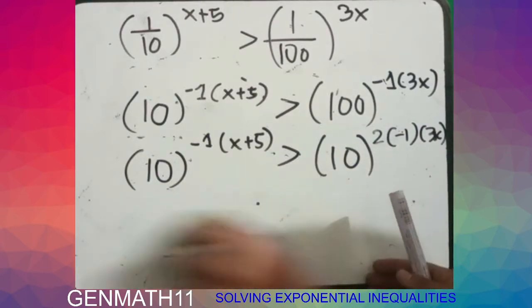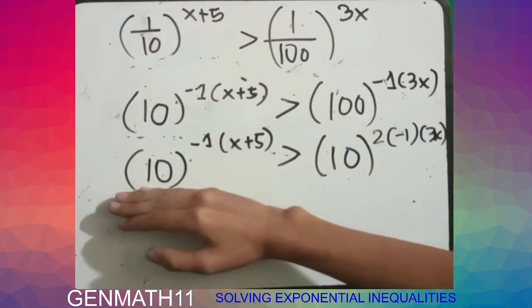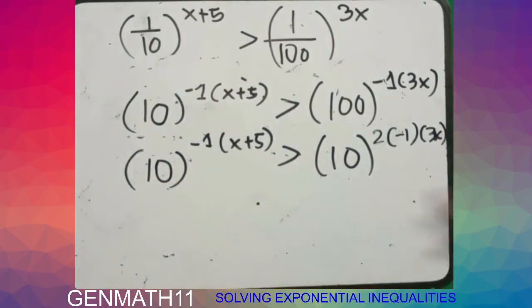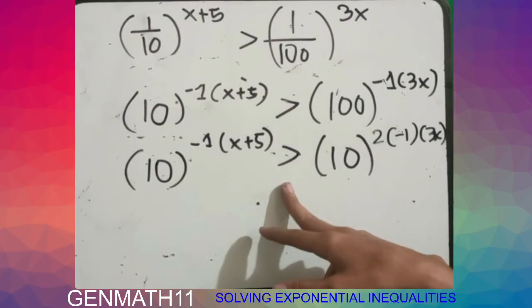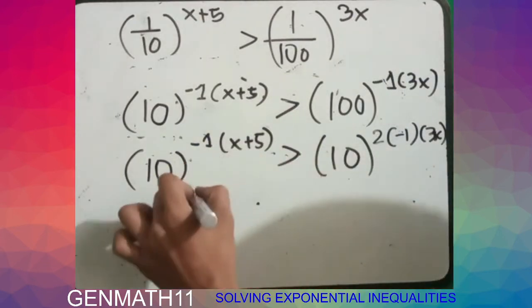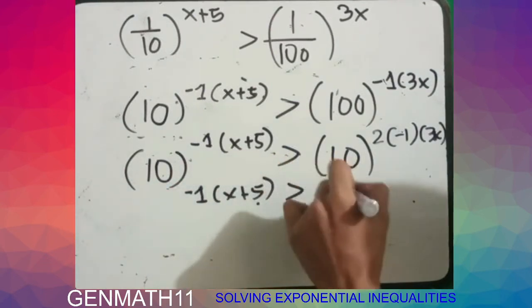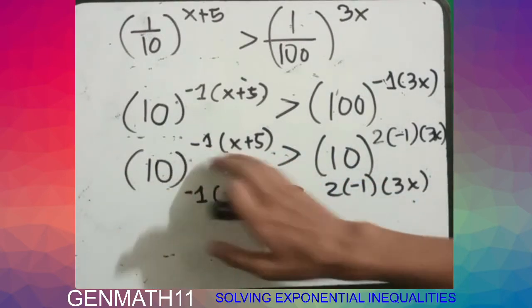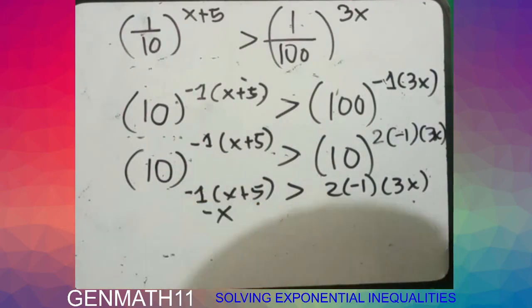Try natin ito. Okay. So, ibaba na natin. So, dahil yung ating base natin ay mas greater than na siya kay 1, so, we don't need to change the direction of our inequality symbol. So, bababa na lang natin siya. So, negative 1 times x plus 5 is greater than 2 times negative 1 times x. So, pwede mo mong i-simplify na pagkababa. Okay? So, negative 1 times x is negative x. Negative 1 times 5 is negative 5.